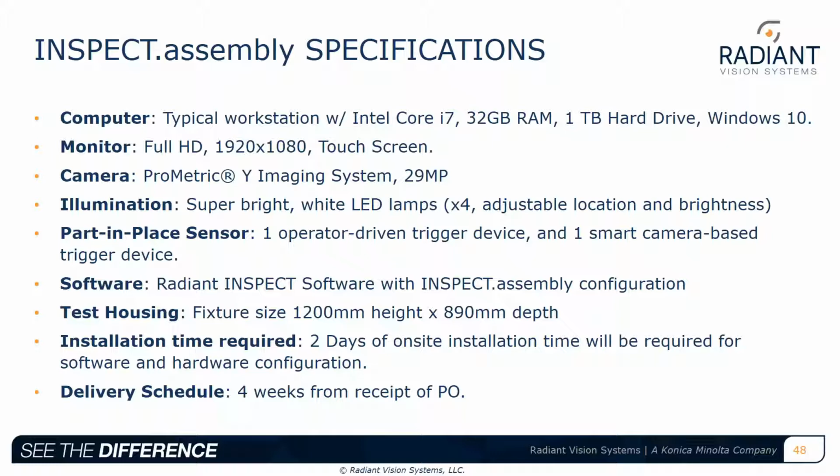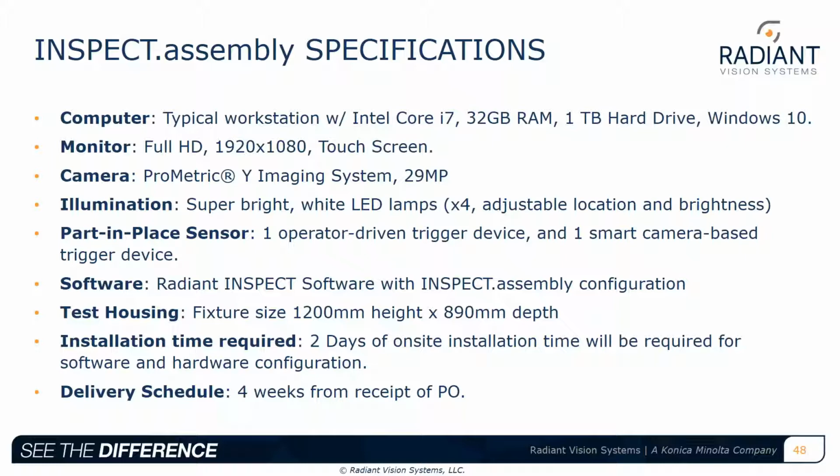A typical workstation with Intel Core i7 is provided, with 32 gigabytes RAM, 1 terabyte hard drive, Windows 10. Monitor is included, and camera, Radiant imaging. The illumination is also included, and a part-in-place sensor, so it could be an operator-driven trigger device, push button, or a smart camera-based triggering device. The software included is Radiant INSPECT software with INSPECT.assembly configuration.